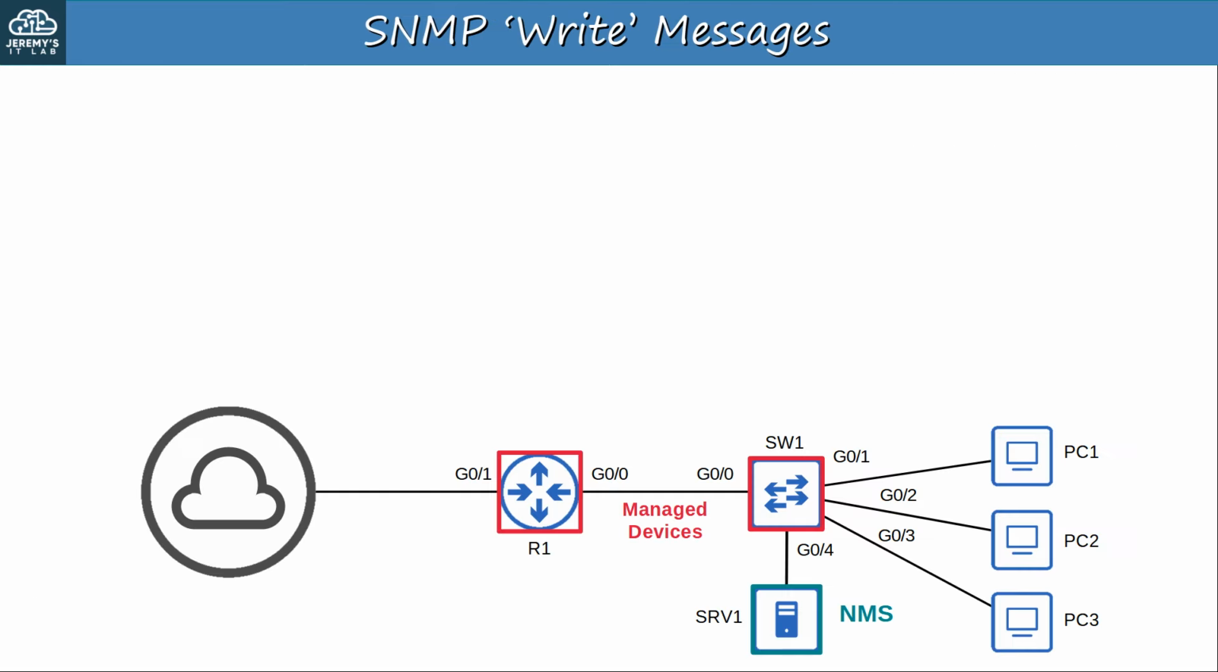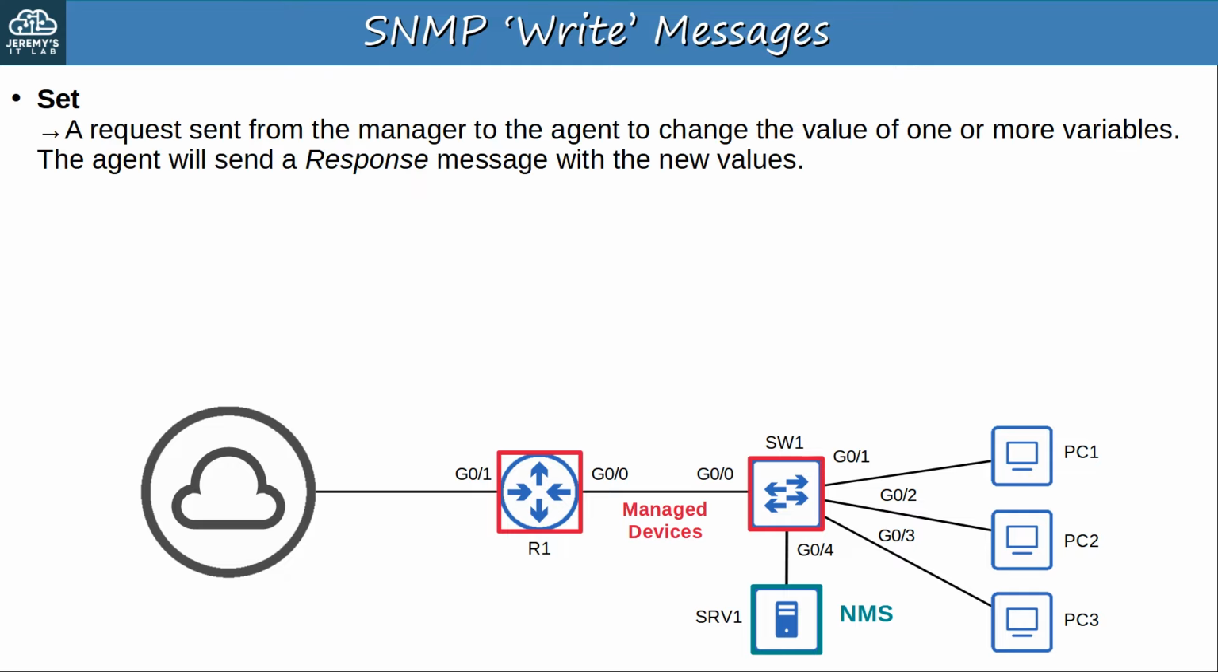Just like with the get message, I already showed you an example of an SNMP set message, when server 1 made R1 change the IP address of its G01 interface, but I'll demonstrate again. So the set message is a request from the manager to the agent to change the value of one or more variables. Then the agent will send a response message with the new values.